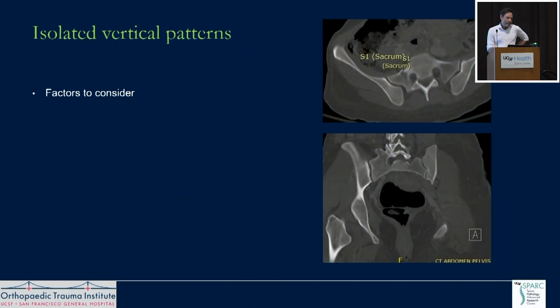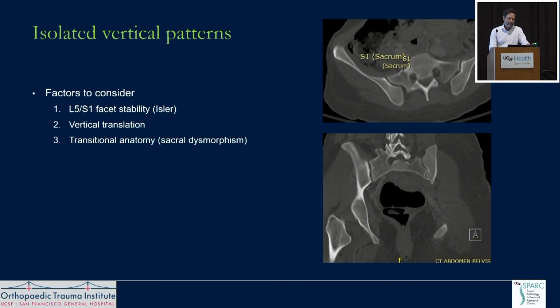So now switching gears to injuries where the pattern is a little bit more vertical, the things that we think about are what's happening at the joint, whether or not the hemipelvis is translated vertically, what the anatomy is like in the upper sacral segment, because this has implications for the bone that's available for screw placement, and what are weight-bearing goals.